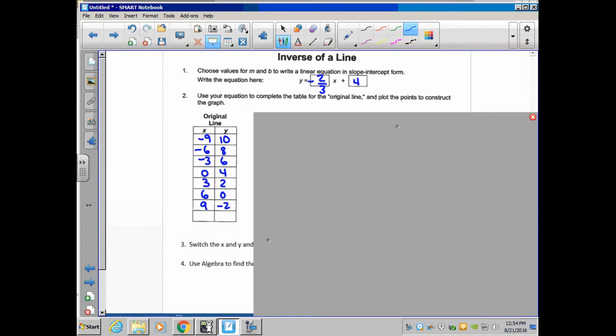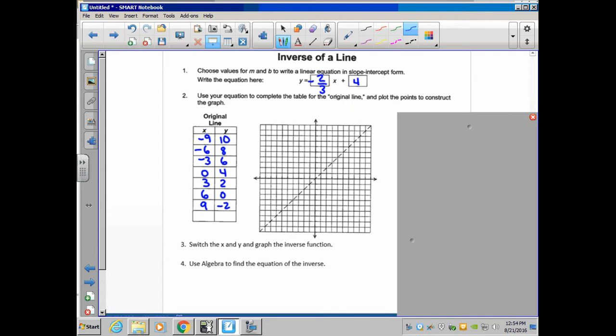I'm going to plot these points on the graph. So I have negative 9, 10, negative 6, 8, negative 3, 6, 0, 4, 3, 2, 6, 0, and 9, negative 2. And that's my first line.